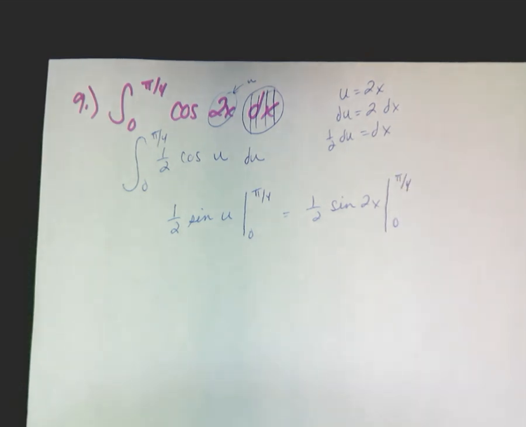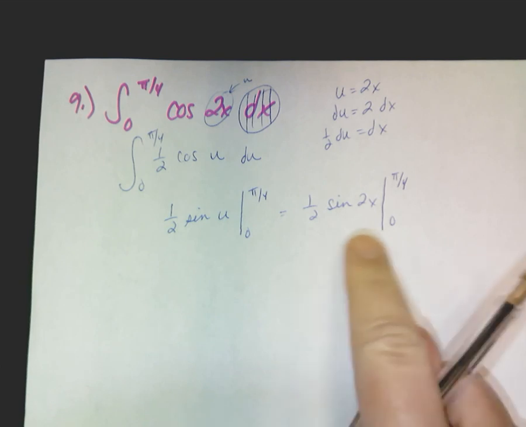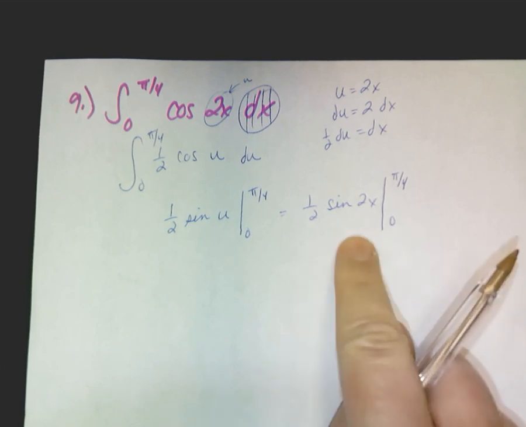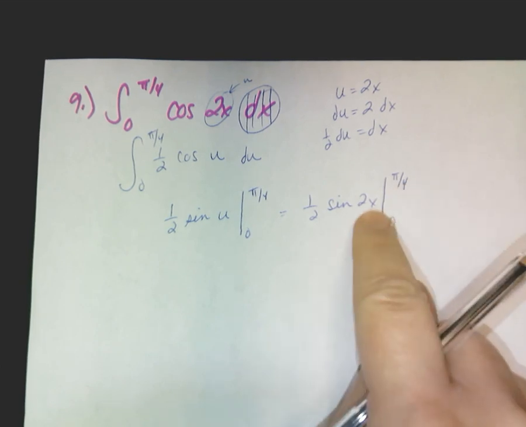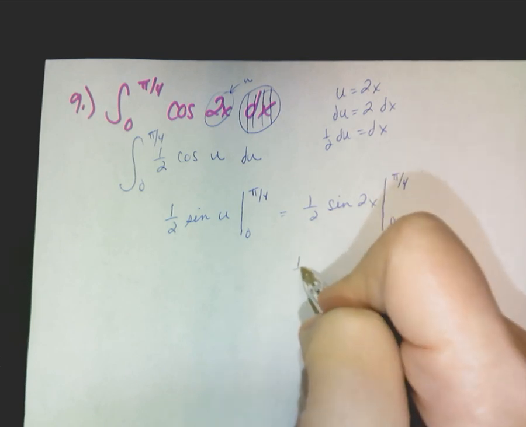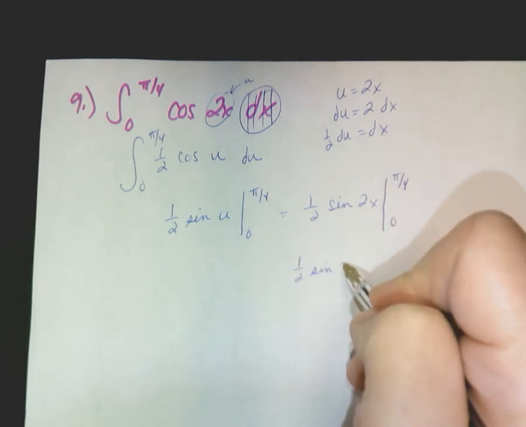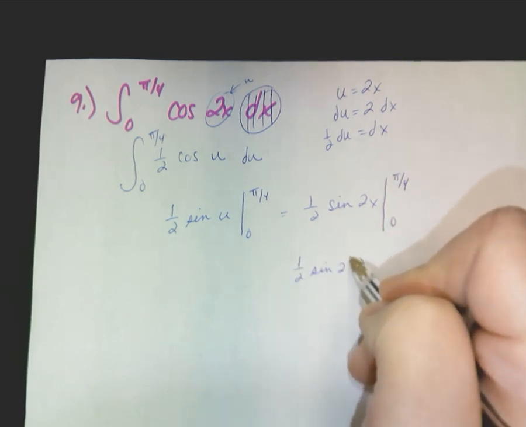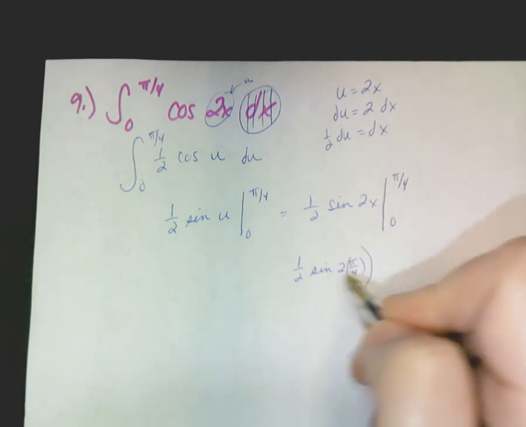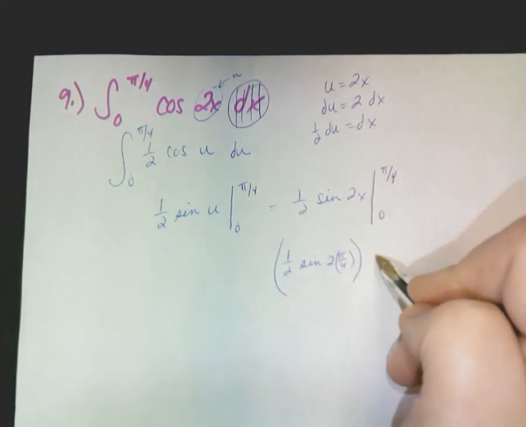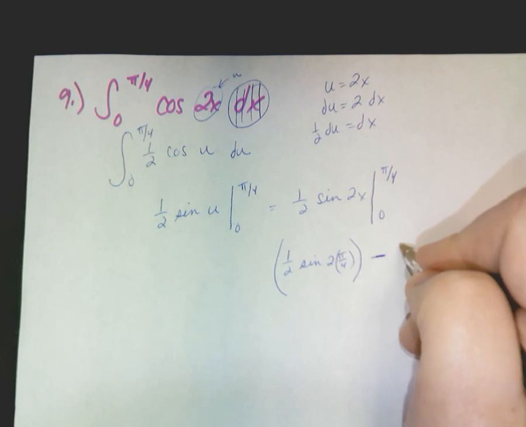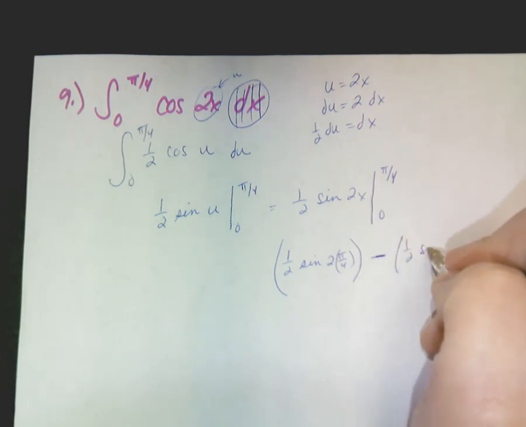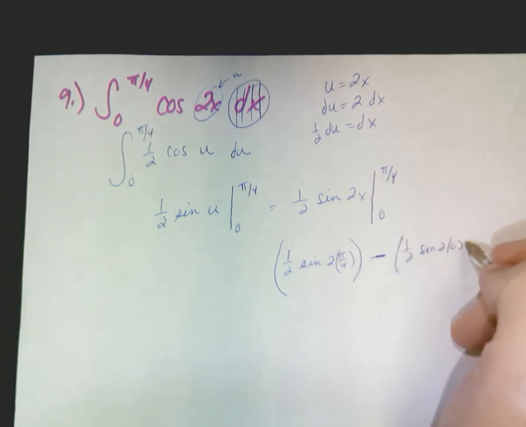And let's see if we can actually do this. Remember how to do this? Okay, this is fundamental theorem of calculus. Plug pi over 4 in where you see x. So it would be 1/2 sine of 2 times pi over 4 minus, now you plug 0 in, 1/2 sine of 2 times 0.